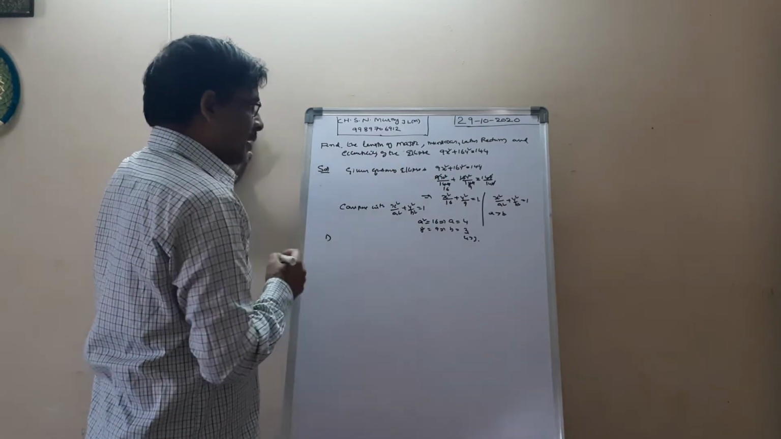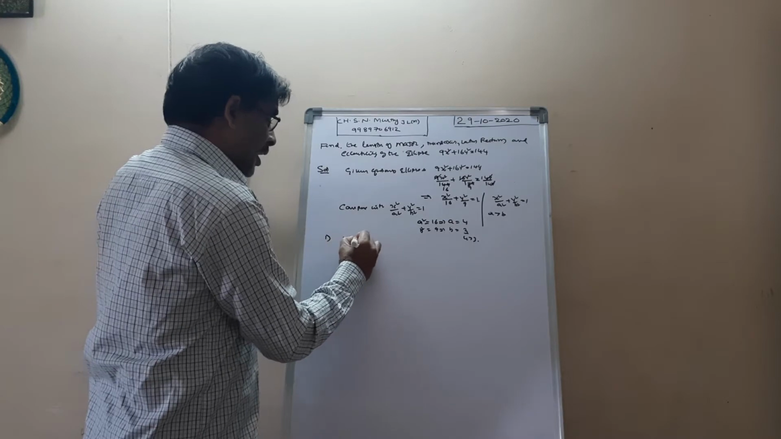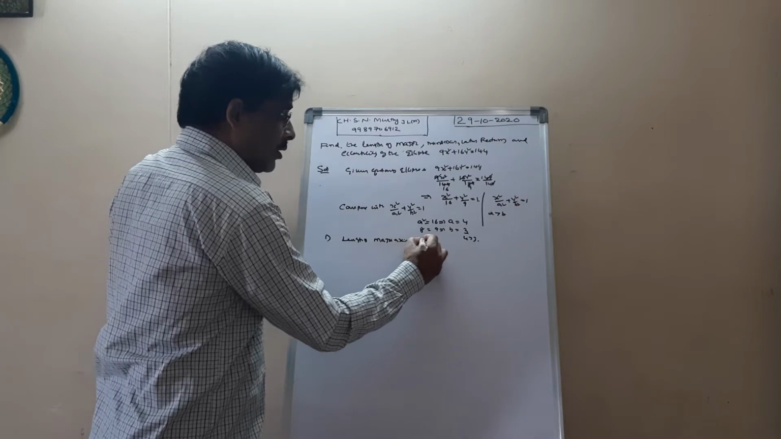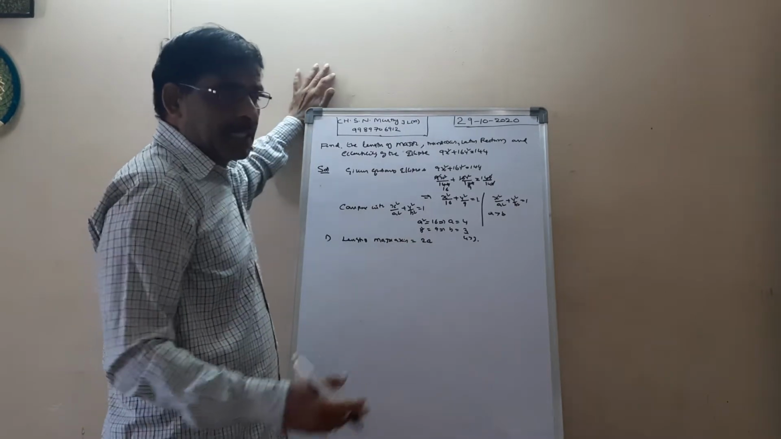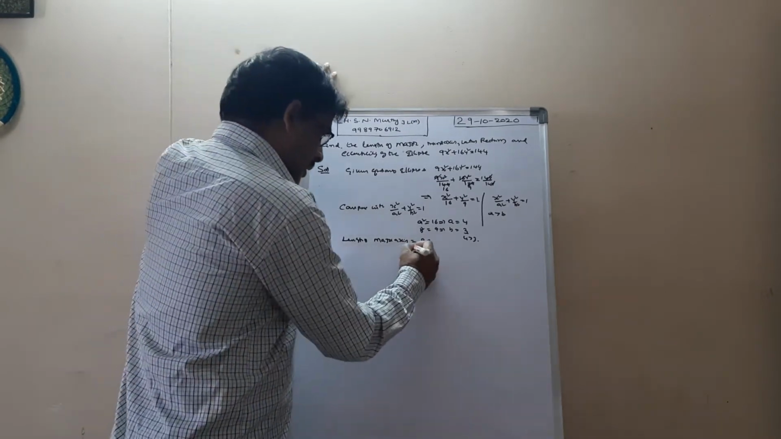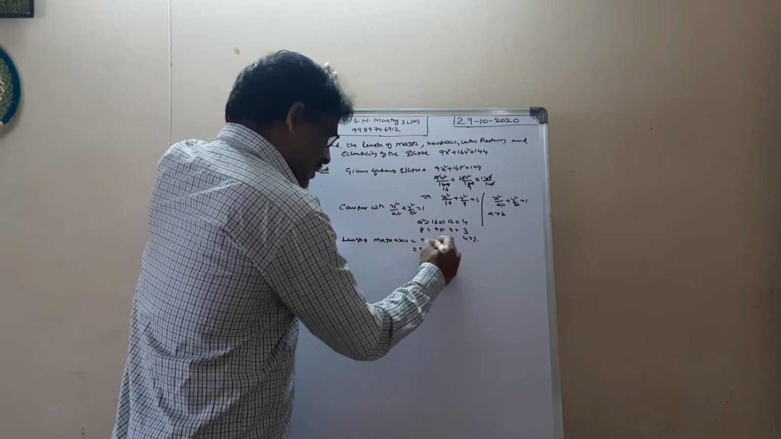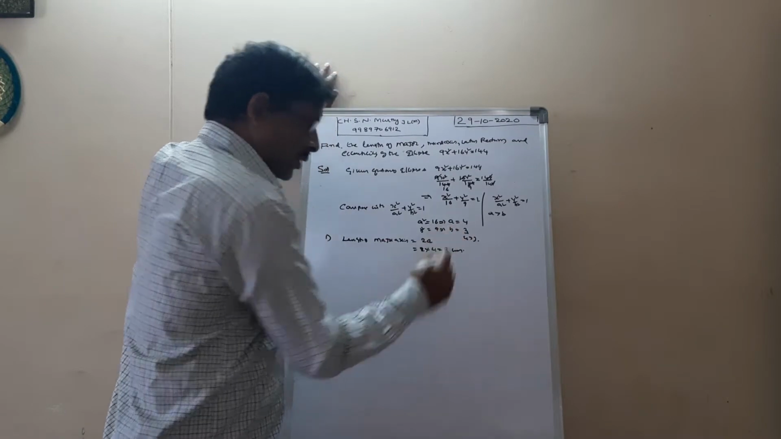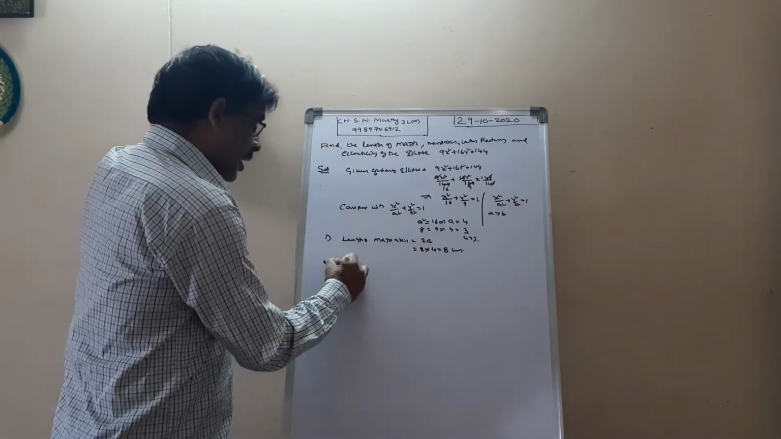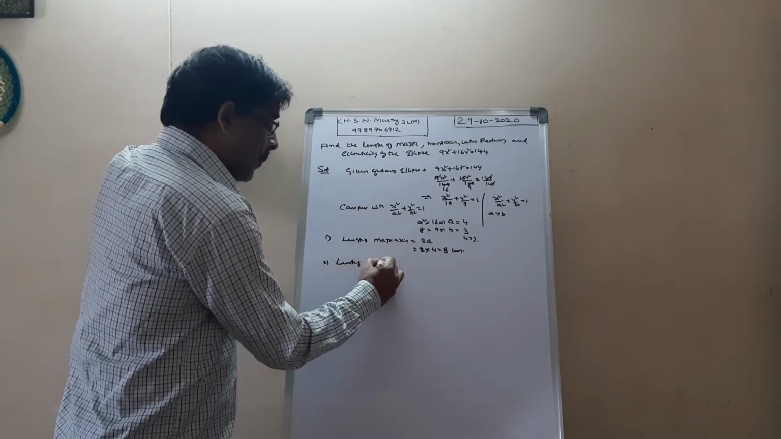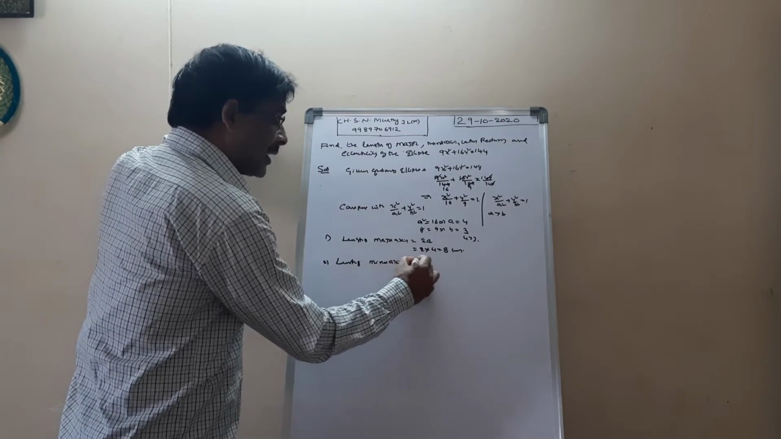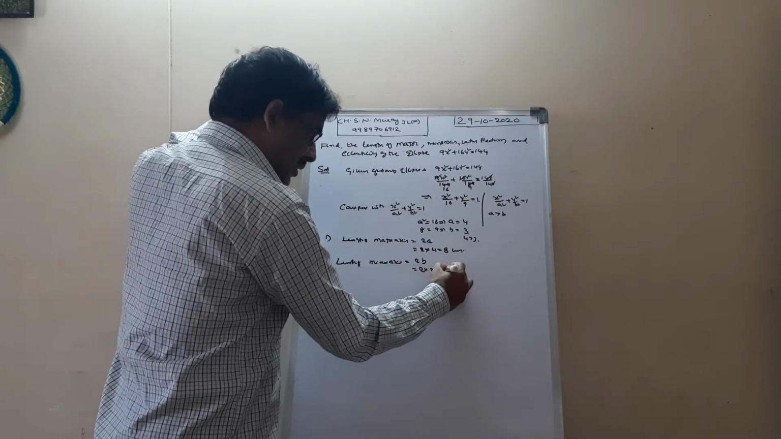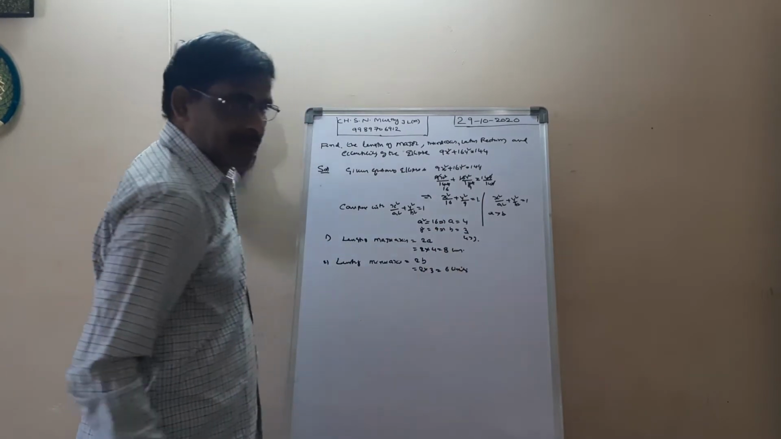Now we have to find one by one. Length of major axis. For this type of ellipse, or any type of ellipse, it is 2a. 2 into a, where a equal to 4, equal to 8 units. Next, length of minor axis, that is 2b. 2 into the value of b equal to here 3, that is 6 units.